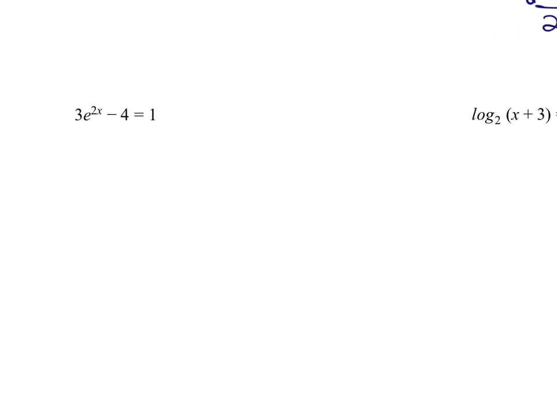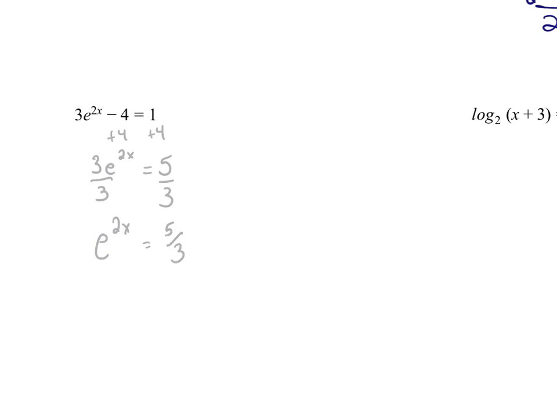So this one again is a kind of similar problem, although we have to play around with it a little bit because it's not really in exponential form, it's not really in log form, it's some kind of intermediate form. So what I'm going to do is add 4 to both sides first. So I'll get 3 e to the 2x equals 5. And e, remember, is just some number. I'll divide both sides by 3. So we get e to the 2x equals 5/3.